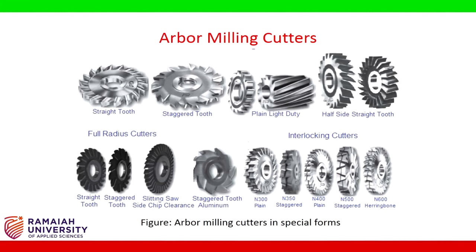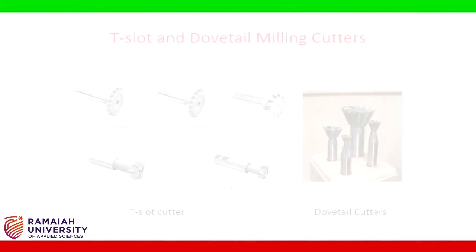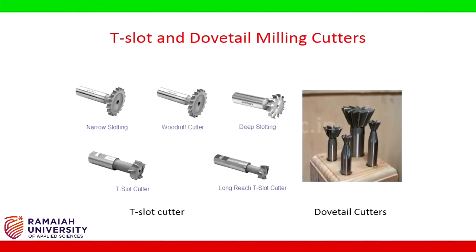Slab mills are used either by themselves or in a gang of milling operations to machine large, broad surfaces quickly. T-slot and dovetail milling cutters. These cutters are used for machining of slots and dovetail shapes on the machine bed.